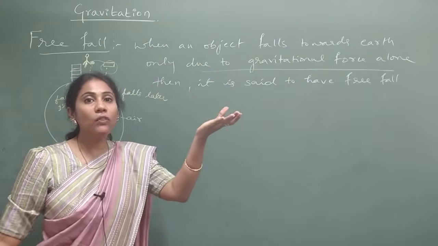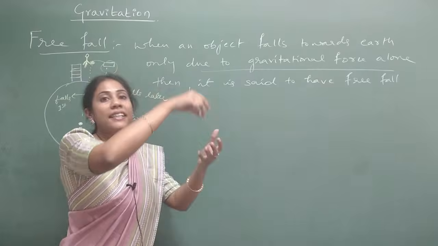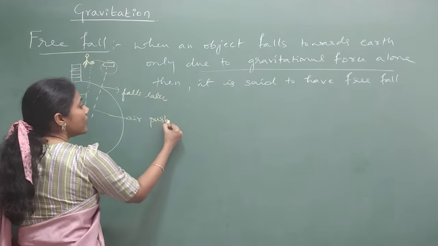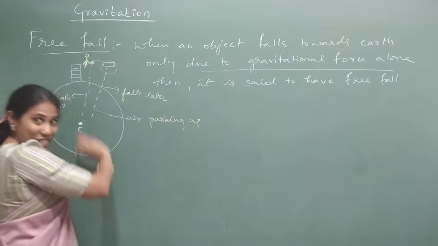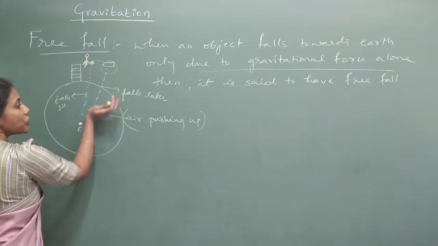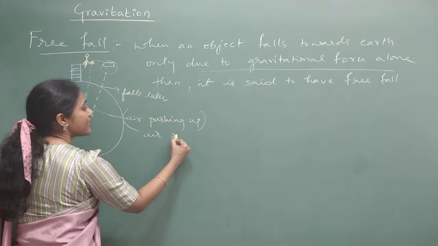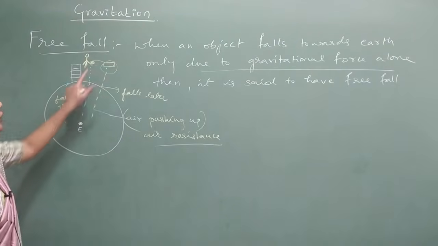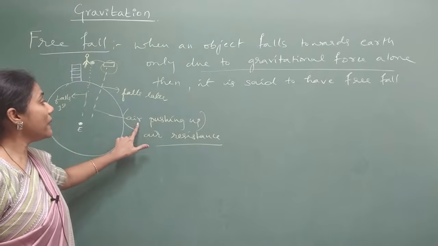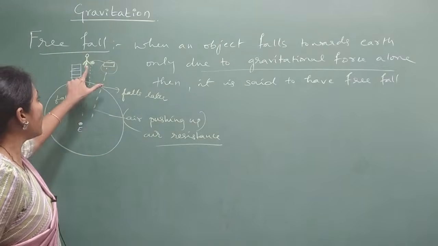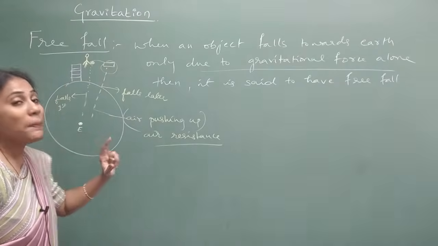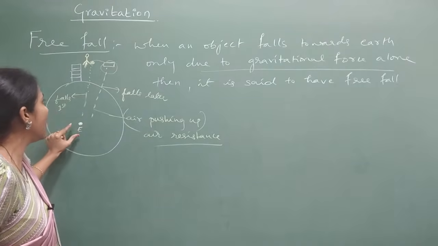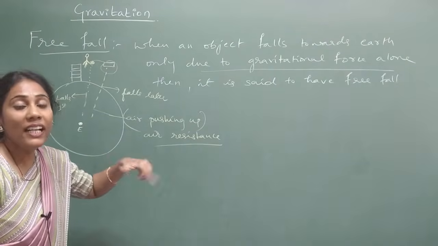Whereas if it is a stone, what happens? It dominates that air resistance. Against the gravitational pull, the air will push it up. That is called air resistance. Whenever objects are lighter in weight, they will experience air resistance; if the objects are heavier, they will not experience much air resistance. That is the reason the stone falls quickly onto the earth, whereas the paper falls a little late.